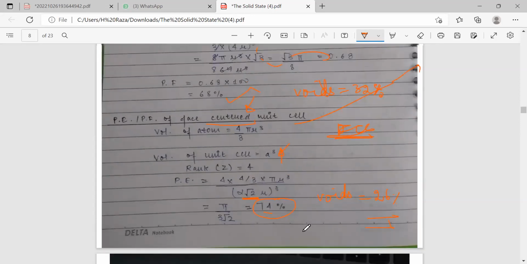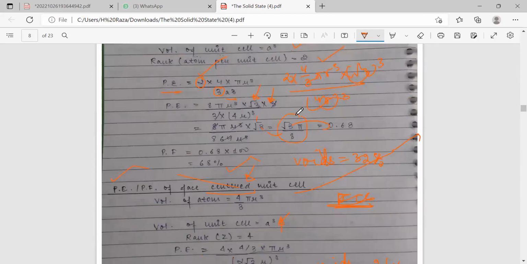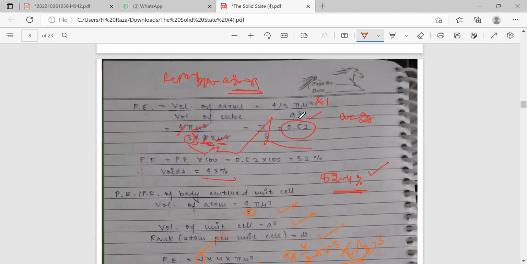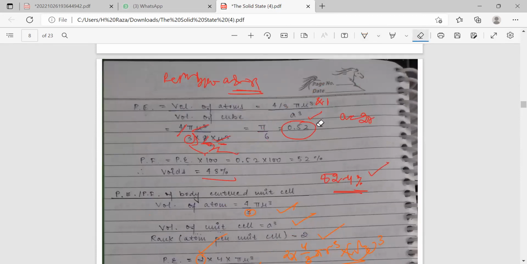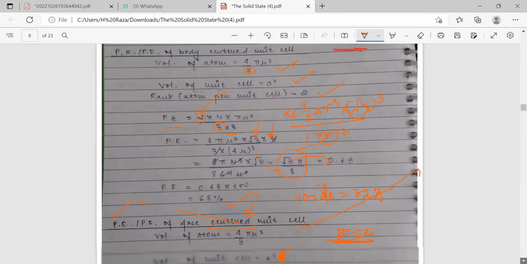So a question has been asked, what is the packing efficiency of FCC or BCC, and the options were given in terms of pi. So you have to be careful about this pi also. Are you getting my point? Once it has been asked, what is the packing efficiency of SCC, and the options were pi by 6, pi by 3, pi by 4, pi by 5. So the answer was pi by 6. So you have to be careful about this also, not only this 52%. Or you can do that also, but it will take time. And this competitive exam is all about time management, right?